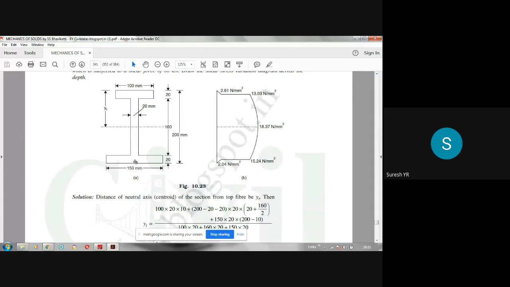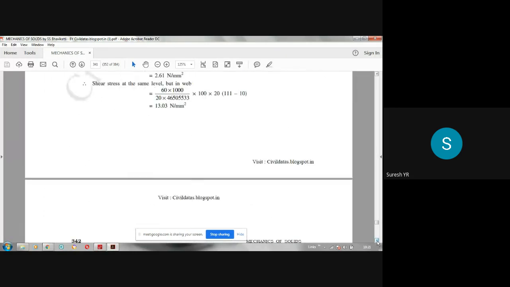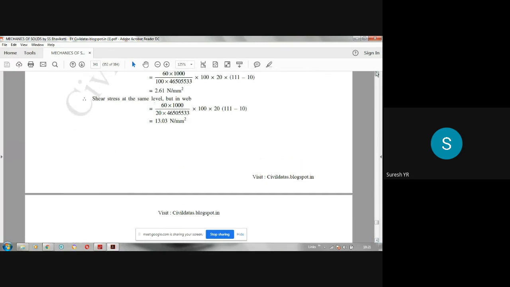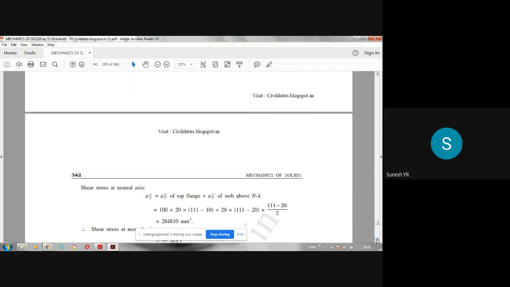See here, this is the centroid. From here to here, we are getting 89 minus 10, 79. Yeah, it is 79. Both are correct. So 190 minus 111 is the same as 79. So 79 is your y bar value.